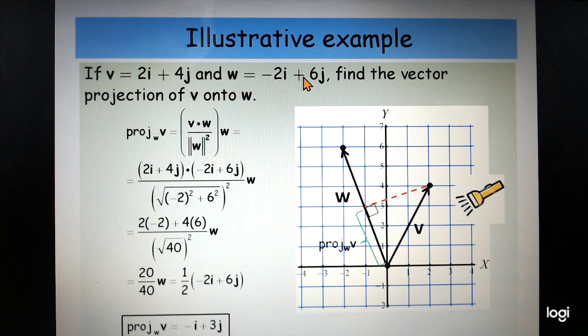And 4 times 6 is 24. So you get -4 and 24 is going to give us a 20 on top. Okay, and I symbolize it by this. All right, it's the dot product. I still got my W here.